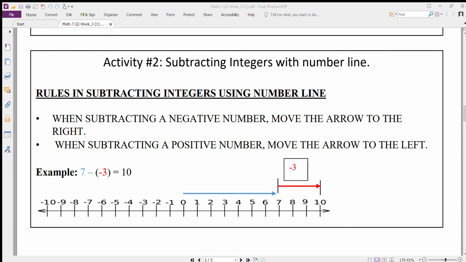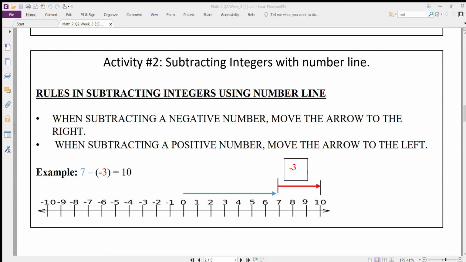Now, let's think of another situation. Adding a negative number. When we add a negative number, it's similar to adding weights. The more weights you put, even if the amount of balloons stays the same, the basket goes down. So an example for this one is 7 plus negative 3.